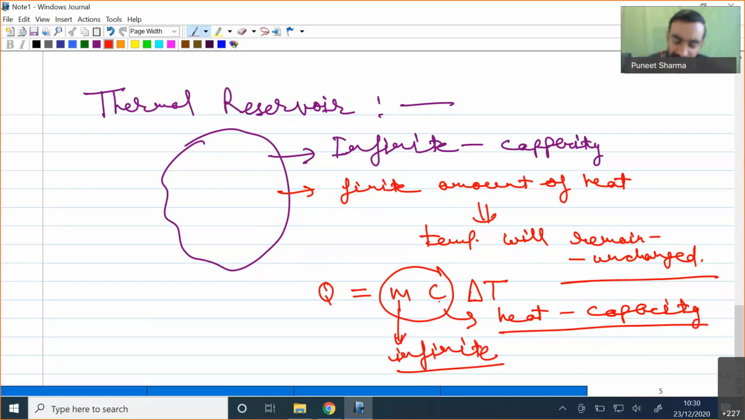In that case, if we either add or remove some finite amount of heat, the temperature of the system will not change. Another parameter is c. If m has some finite value, then c has to be infinite. So if either of these two quantities is infinite for any system, that system can act as a thermal reservoir.